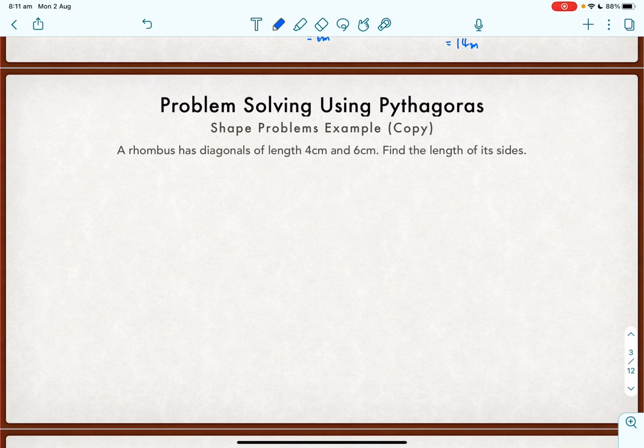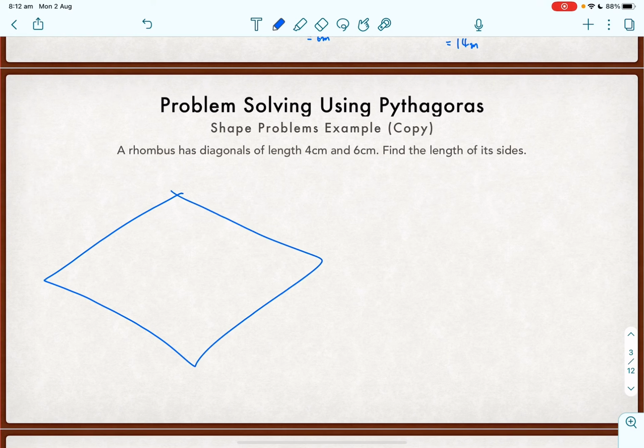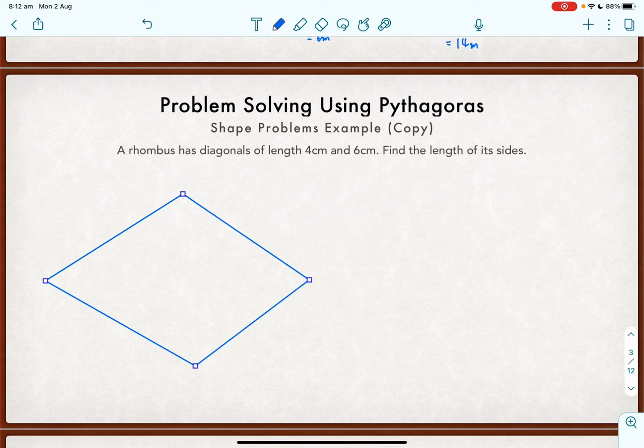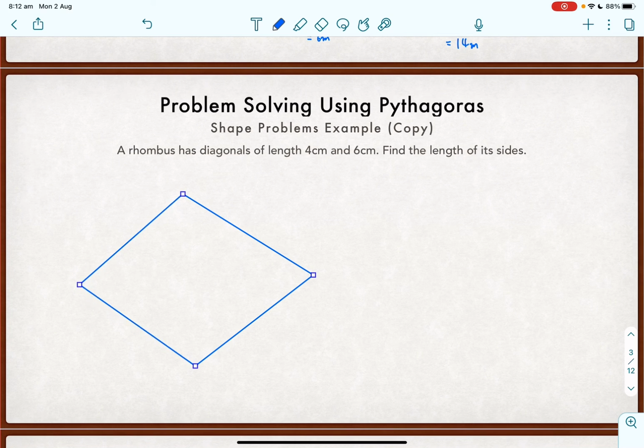So here is a rhombus. Well, let me see if I can draw a rhombus here. Not really. Oh well. Yep, kind of can. So you probably think, oh, it's a diamond.